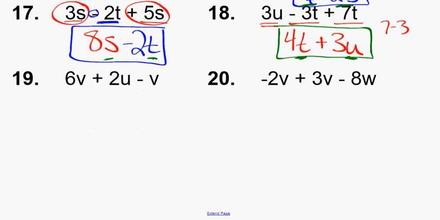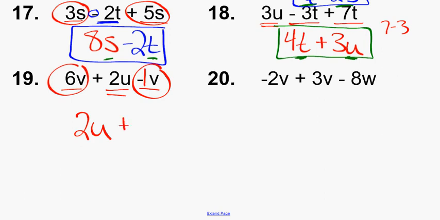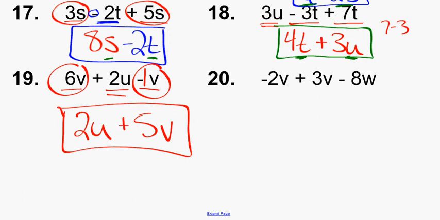So this next example, I have V's twice, and then I've got a U here. Well, U comes first in the alphabet, so I'm going to write down my 2U first, and then I'm going to go ahead and combine the V's. This is a positive 6V. This is a negative 1V, so 6 minus 1 is a positive 5V. So this is 2U plus 5V.